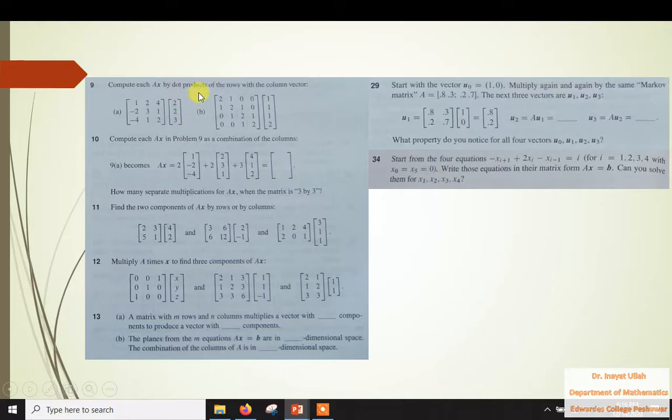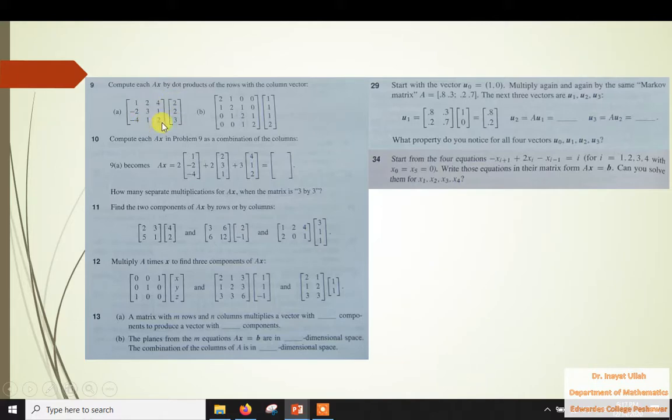So we will compute this. This is actually matrix A, and this is actually matrix X. Similarly, this is A and this is X. So how could we compute this product? By taking the dot product of rows with columns to get a resultant vector. Question number 10 is about the computation of AX in problem 9 as a combination of the columns.